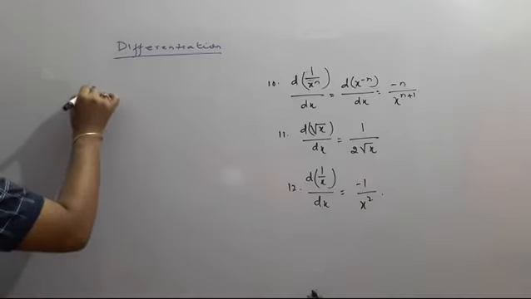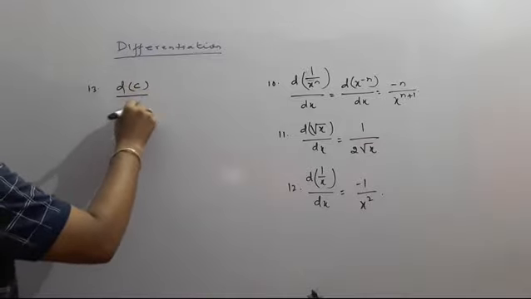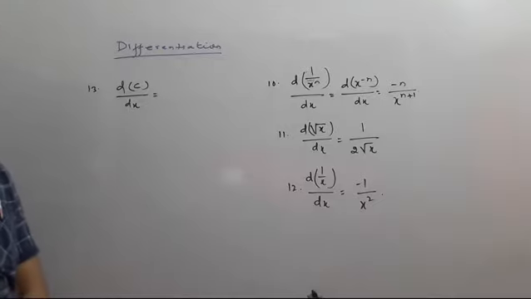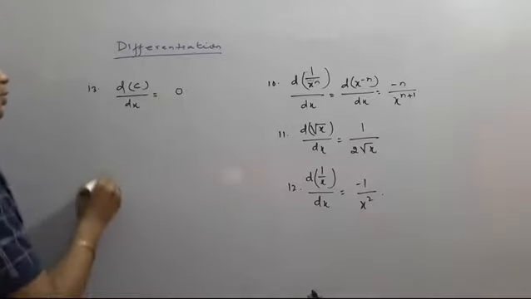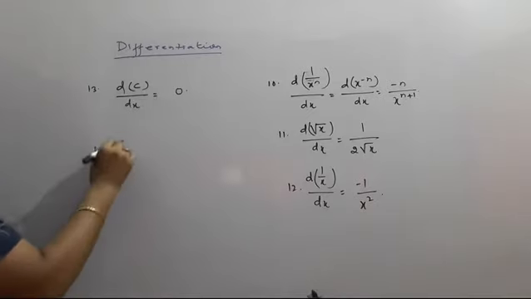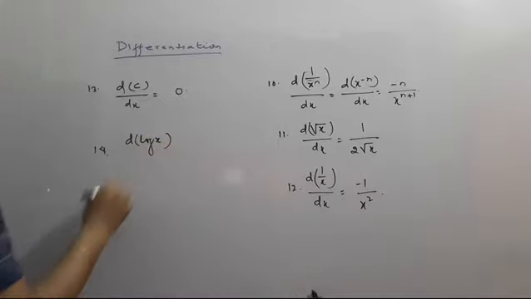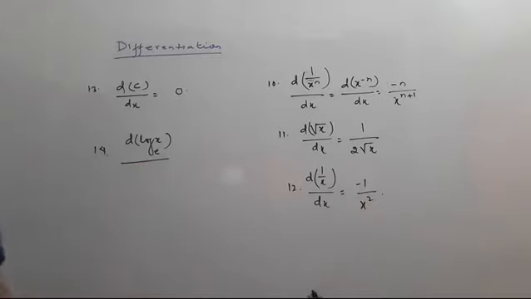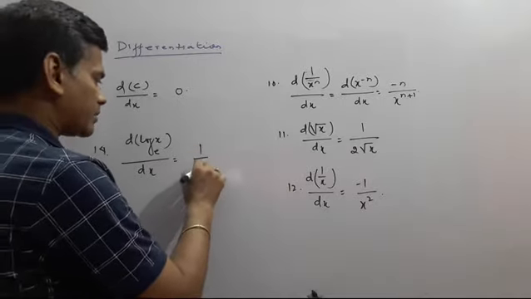Number 13, differentiation of a constant. Constant means C does not include x. That means there is no variable with it. Then its answer is 0. Number 14, the differentiation of log x. Here the base of log is e. It is a natural logarithm. So the differentiation of natural logarithm is 1 by x.